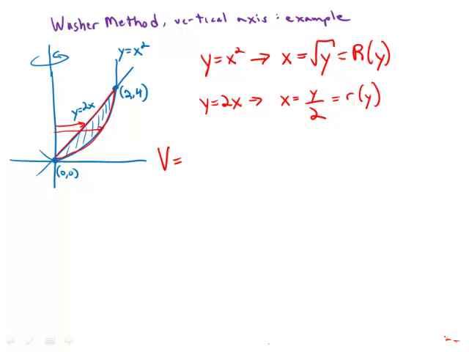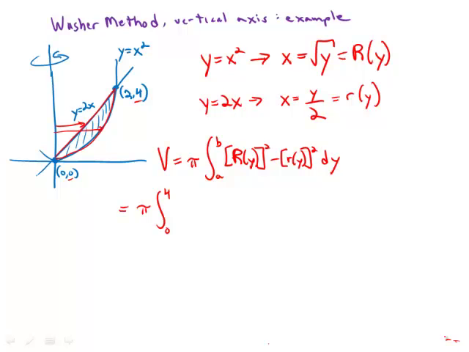And so the volume is going to be pi times the integral from a to b of the capital R of y squared minus the lowercase r of y squared dy. And here what that is, pi times an integral from y equals 0 to y equals 4 of capital R of y squared, well that's just y, minus lowercase r squared, so that is just y squared over 4 dy.